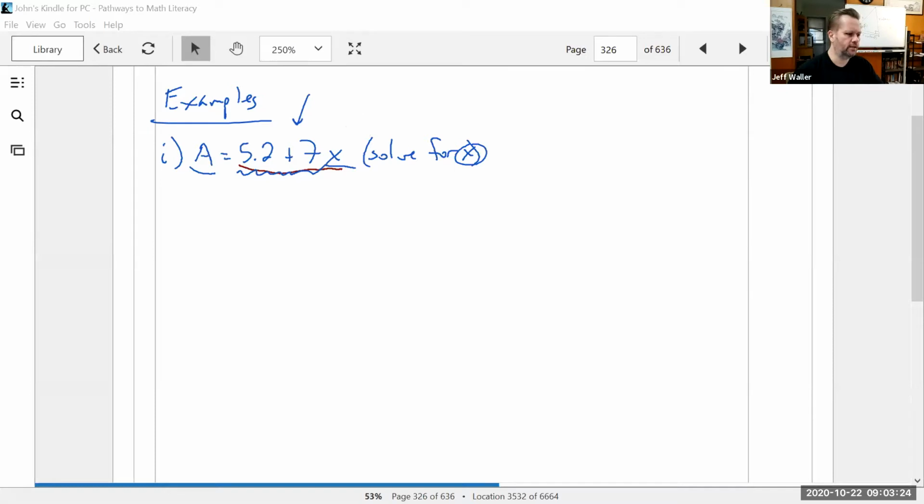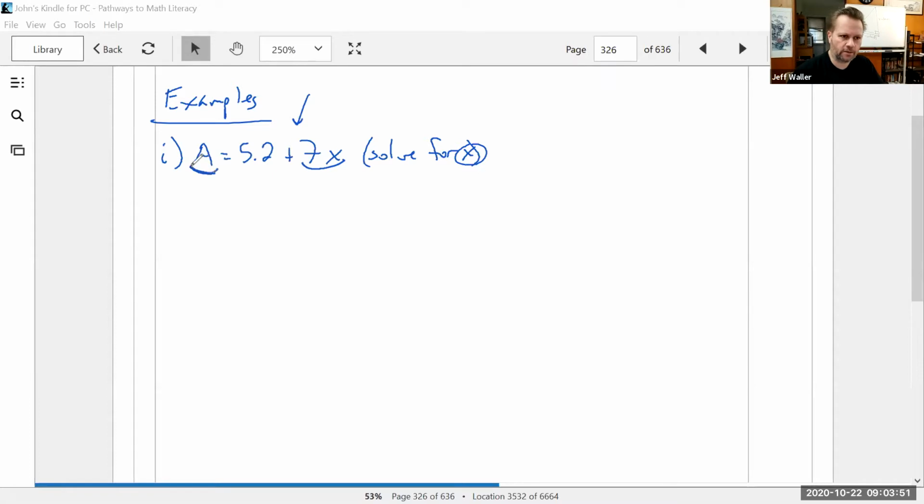So I'm trying to get x by itself. Which term has x in it? Seven. Yeah, this term, 7x, has x in it. I know that's kind of a silly question, but I really want to make sure you understand.